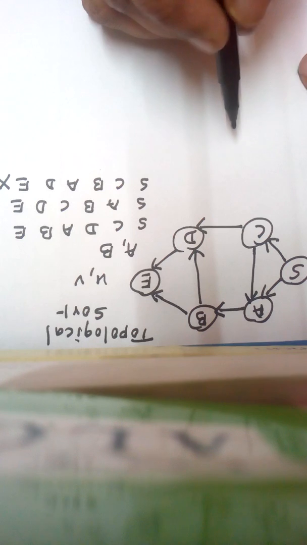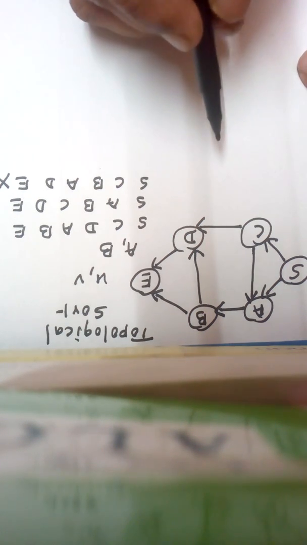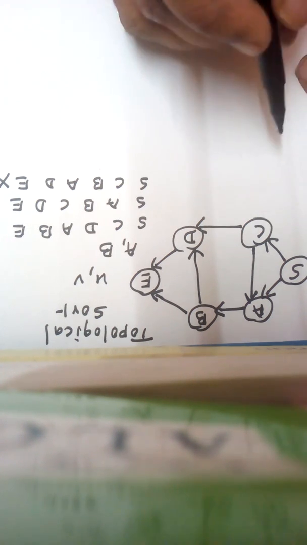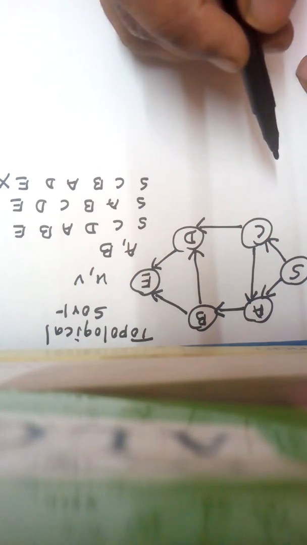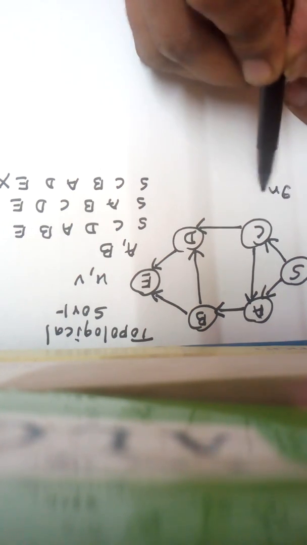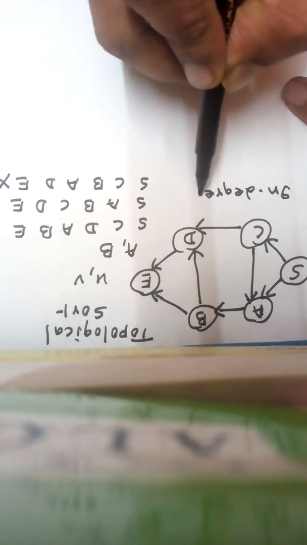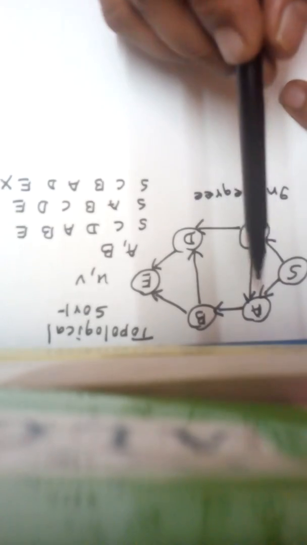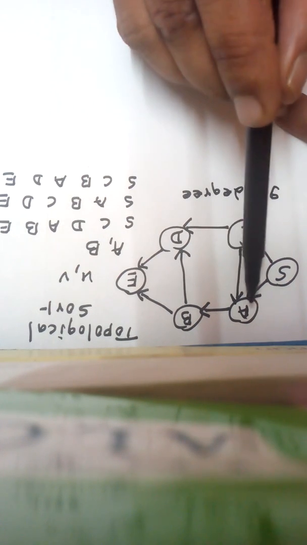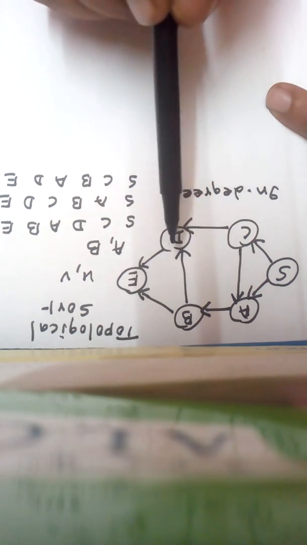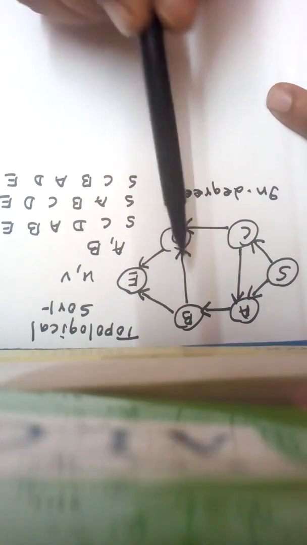So let us start working on this graph to arrive at one possible topological ordering. For that we have to make use of the concept of in degree of the given graph. So in degree of a vertex in the graph is the number of edges that come towards that vertex. For example, in degree of A is 2, in degree of S is 0, in degree of C is 1. Similarly, in degree of E is 2, and it goes on like this.